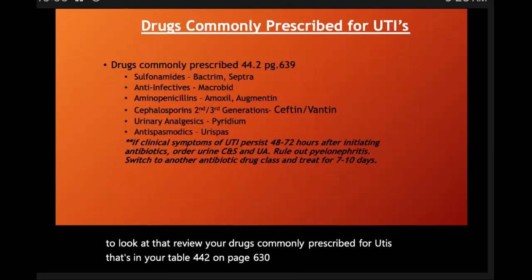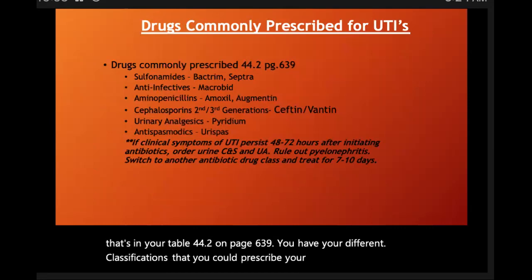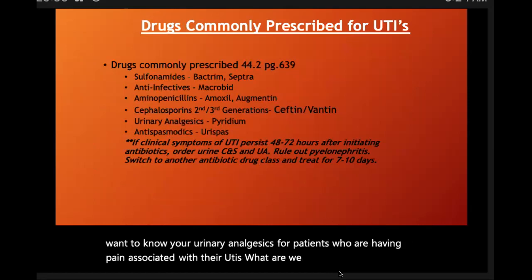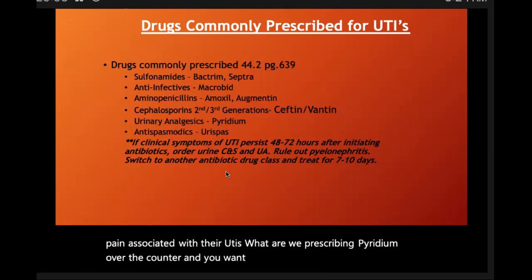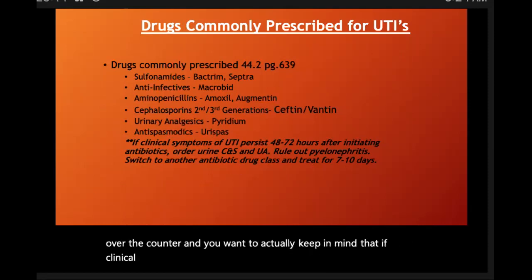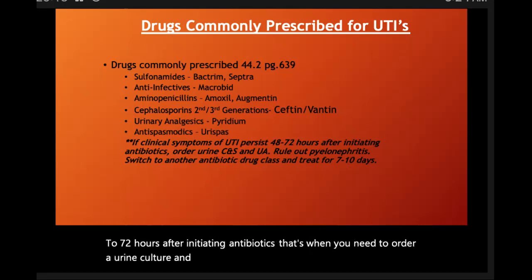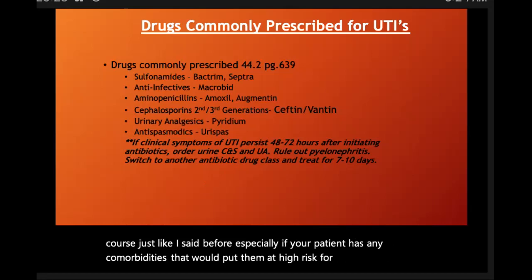You have your different classifications that you could prescribe, your cephalosporins. You want to know your urinary analgesics for patients who are having pain associated with their UTIs. What are we prescribing? Pyridium, it's over the counter. And you want to keep in mind that if clinical symptoms of the UTI persist for 48 to 72 hours after initiating antibiotics, that's when you need to order a urine culture and sensitivity, as well as a UA. And of course, just like I said before, especially if your patient has any comorbidities that would put them at high risk for pyelonephritis, you want to make sure you're ruling that out.